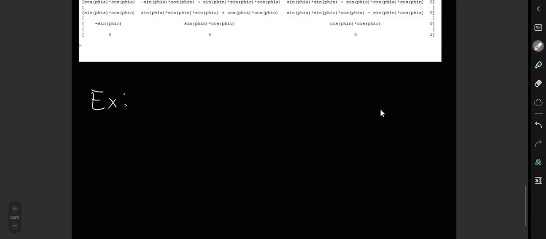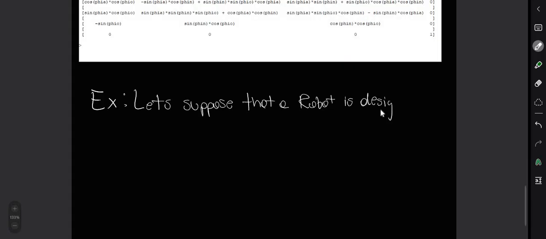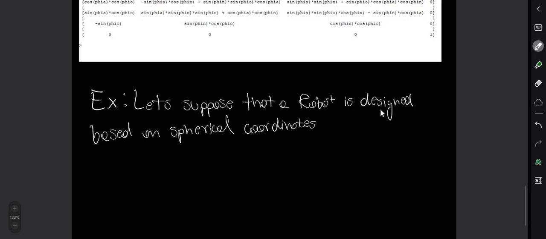So I will write this example. The example is, let's suppose that a robot is designed based on spherical coordinates and RPY.